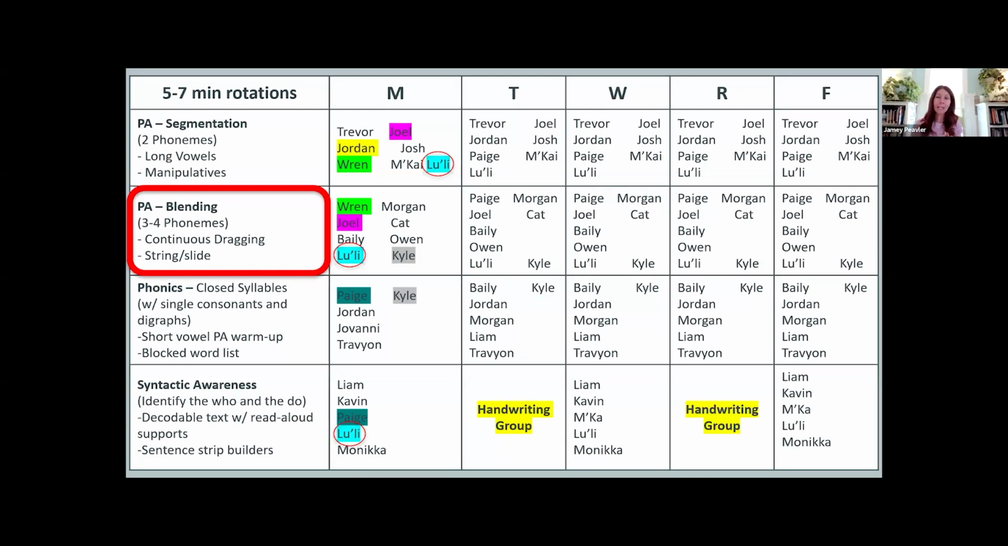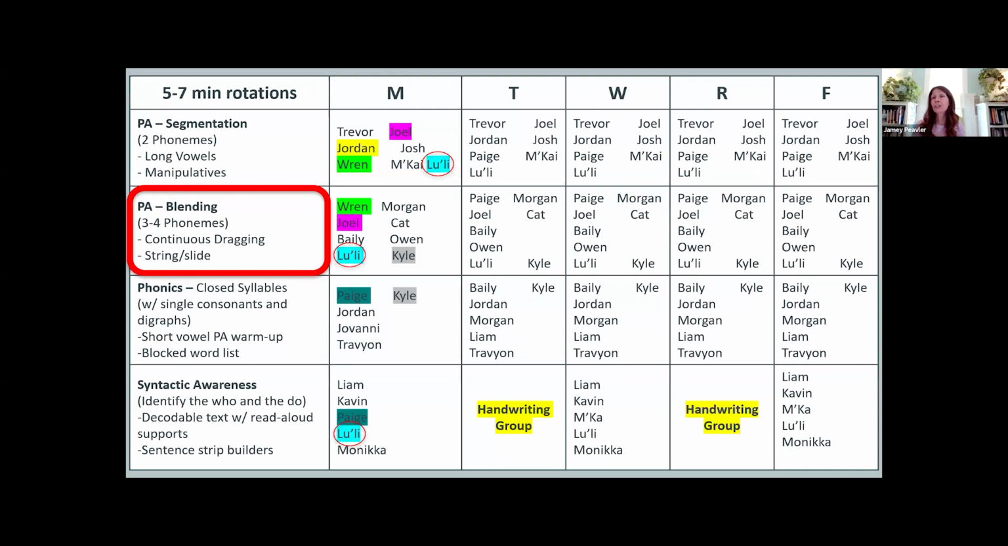So if you look at that red box, this is that group I just described to you about phoneme blending. So I am going to pull them over to the table. We're going to spend 5 to 7 minutes. We are only working on phoneme blending. We're not reading a text together. We're not spelling words. We're not doing anything, just phoneme blending. And we're going to do continuous phonation. I'm going to teach them through a very concrete way how to drag the sounds together.